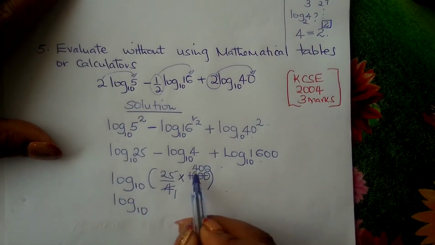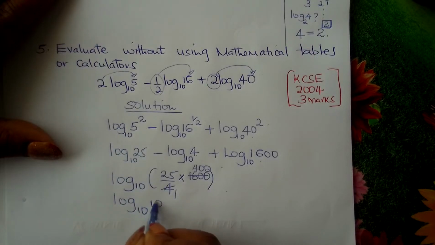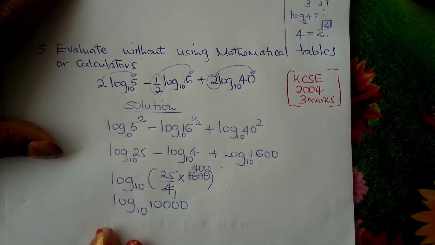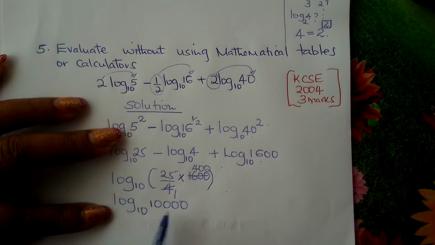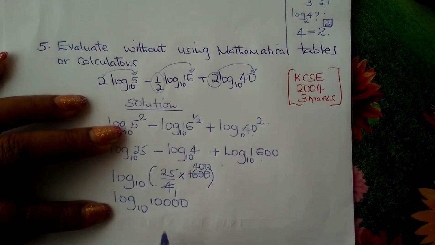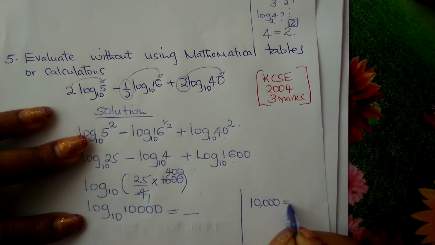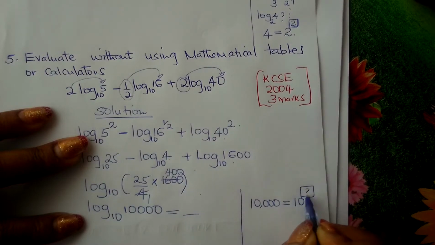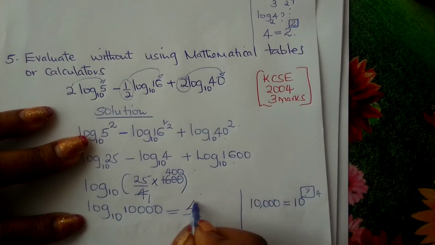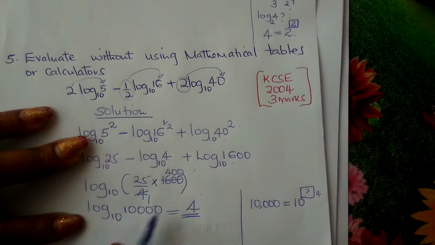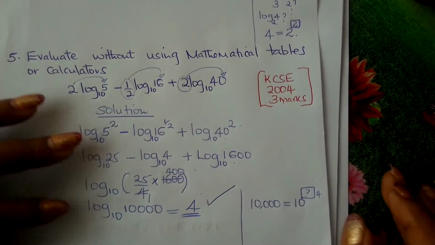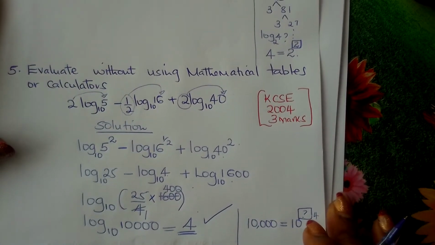So this gives you log to base 10 of 400 times 25, which gives you 10,000, learner. So what is the log of 10,000 to base 10? In other words, we are being asked, if you have 10,000, it is equal to 10 raised to what? It is equal to 10 raised to 4. And therefore the answer here is 4. The log of 10,000 to base 10 is 4. So learner, go and practice on such problems. God bless you.